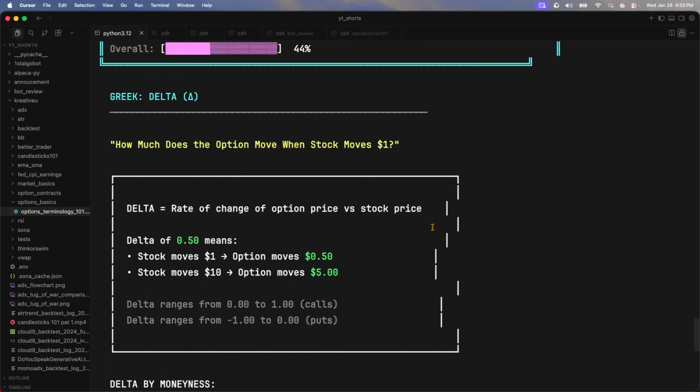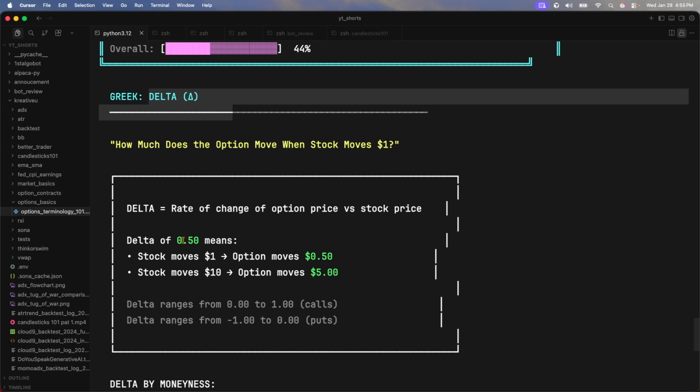All right, now let's talk about our Greeks. So how much does an option move when the stock moves $1? This is going to be delta. So delta is going to be the rate of change for the option price versus the stock price. And delta also tells us the probability of profit. More on that in a bit.